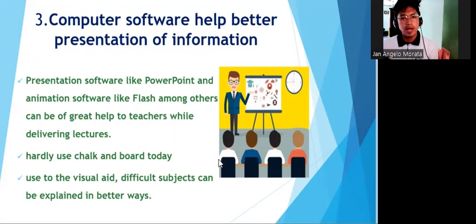Kasi doon na nawiwili ang ating mga students. Doon na sila nag-focus. Instead, na dapat doon sila sa content o sa nilalaman ng ating lectures.